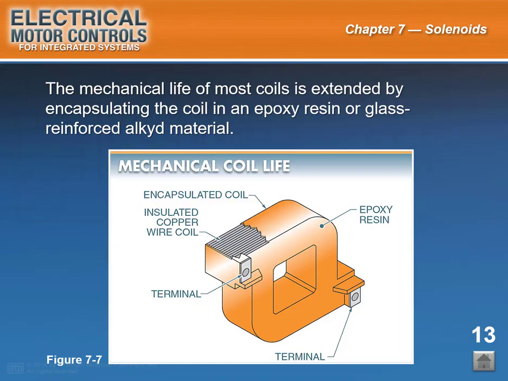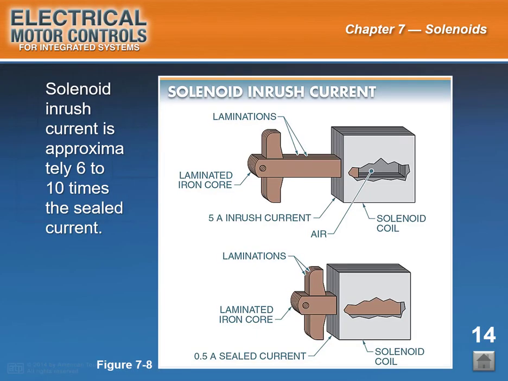End of slide 13. Start of slide 14. Slide caption: solenoid inrush current is approximately 6 to 10 times the sealed current. See figure 7-8. Solenoid coils draw more current when first energized than the amount that is required to keep them running. When the solenoid plunger is not centered within the coil, the inrush current can be about 6 to 10 times the coil current compared to when the plunger is centered in the coil. The centered position is also known as the sealed position.